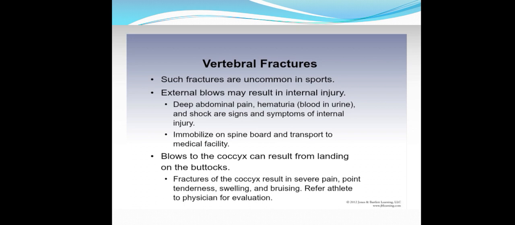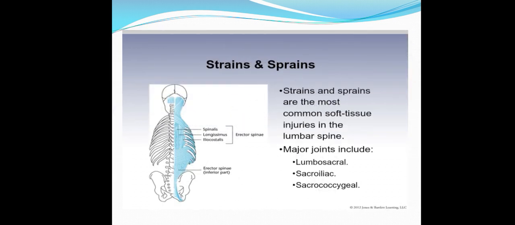External blows may result in internal injury. Deep abdominal pain, hematuria, blood in urine, and shock are signs and symptoms of internal injury. The athlete is immobilized on a spine board and transported to a medical facility. Blows to the coccyx can result from landing on the buttocks. Fracture of the coccyx results in severe pain, point tenderness, swelling, and bruising. The athlete is referred to a physician for evaluation.